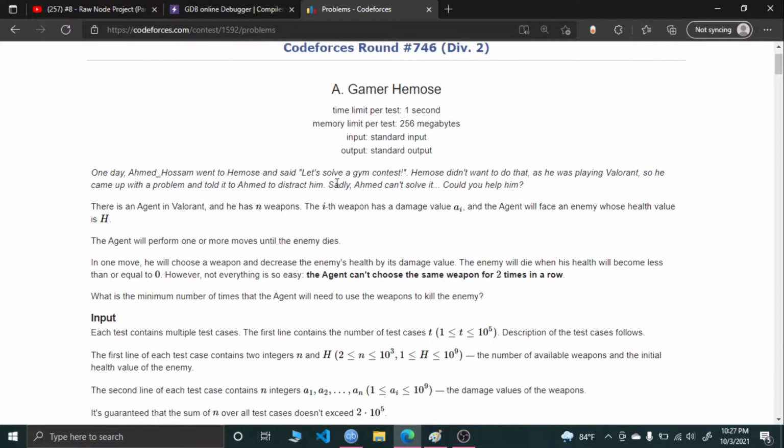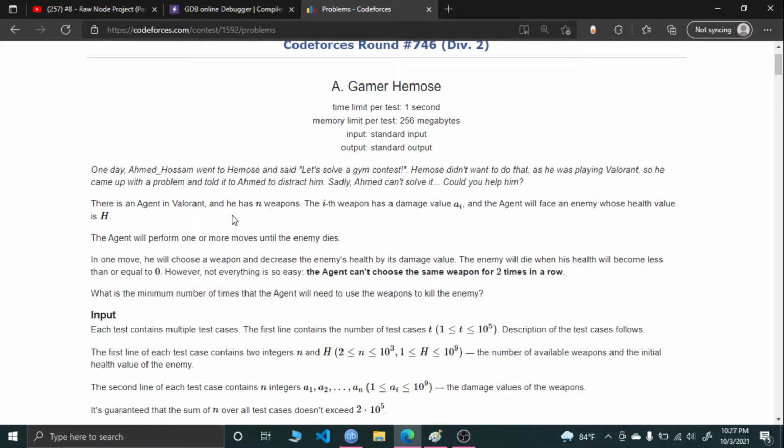Okay, in this problem, basically what's given is a soldier or an agent who has n weapons, and the ith weapon has a damage of Ai. So you will have n weapons consisting of some values. You could consider it as an array of n integers. Each of the items will have a separate value called Ai, and the agent will have to face the enemy, and the enemy's health will be capital H.